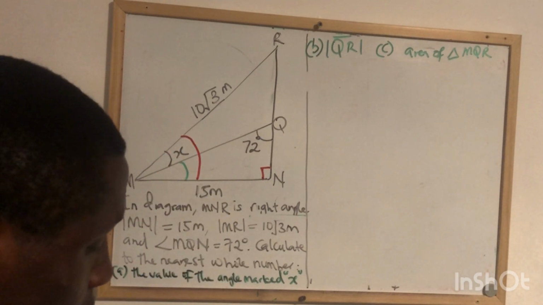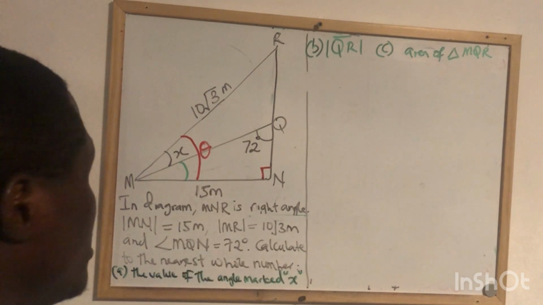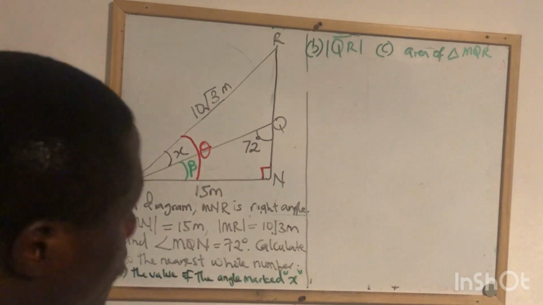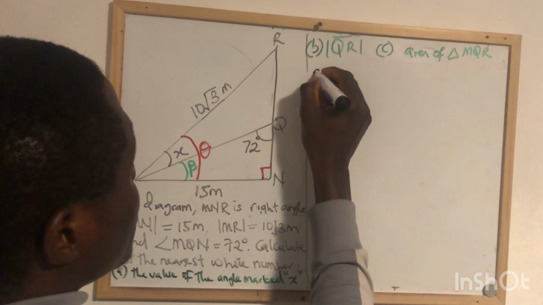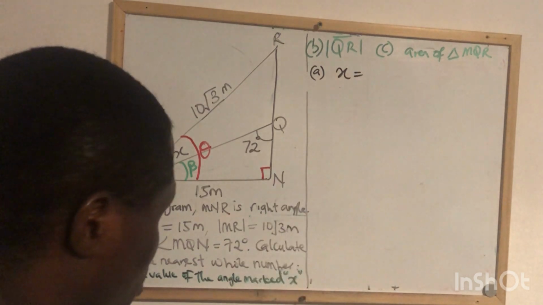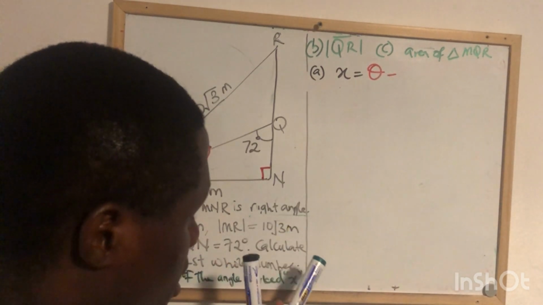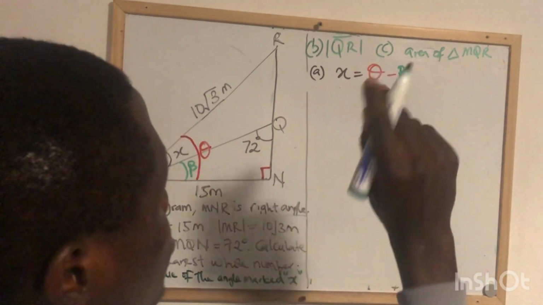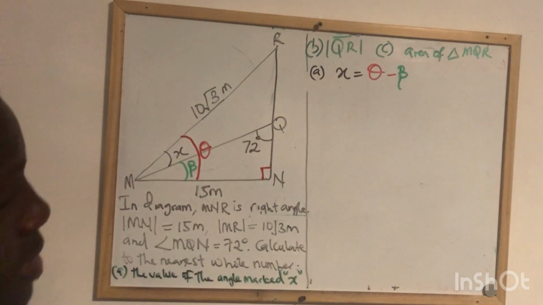So how do you get that? Name this whole angle here theta, and let's name this angle here beta. Definitely the value of x for the figure will be x equal to theta minus beta. Now the question lies in how we go about getting beta and theta, because this is the key to getting our x.